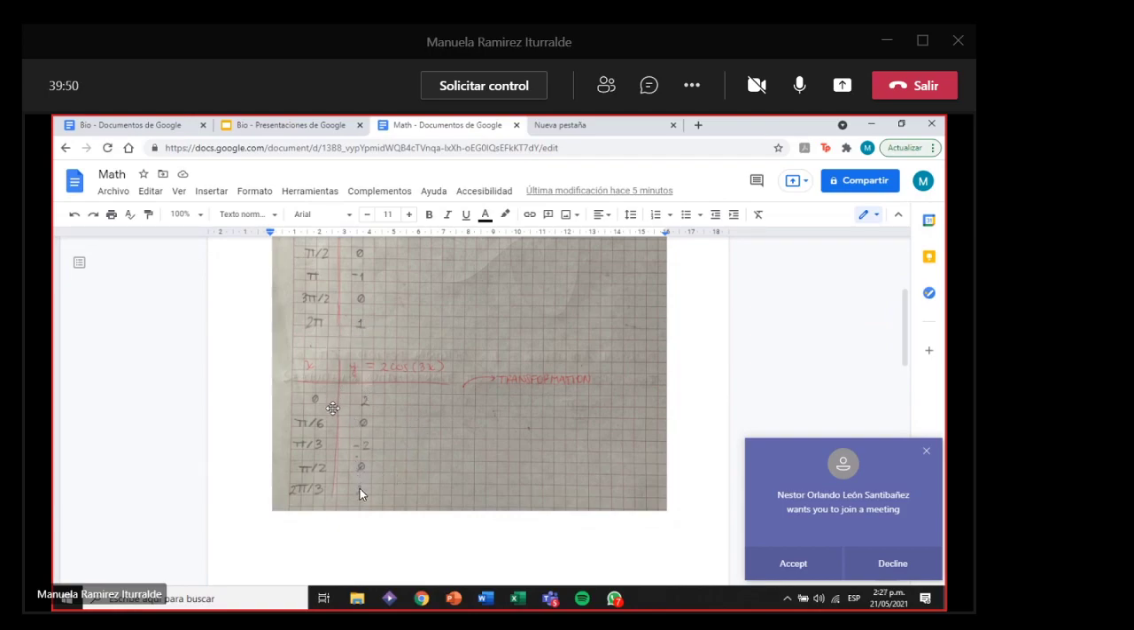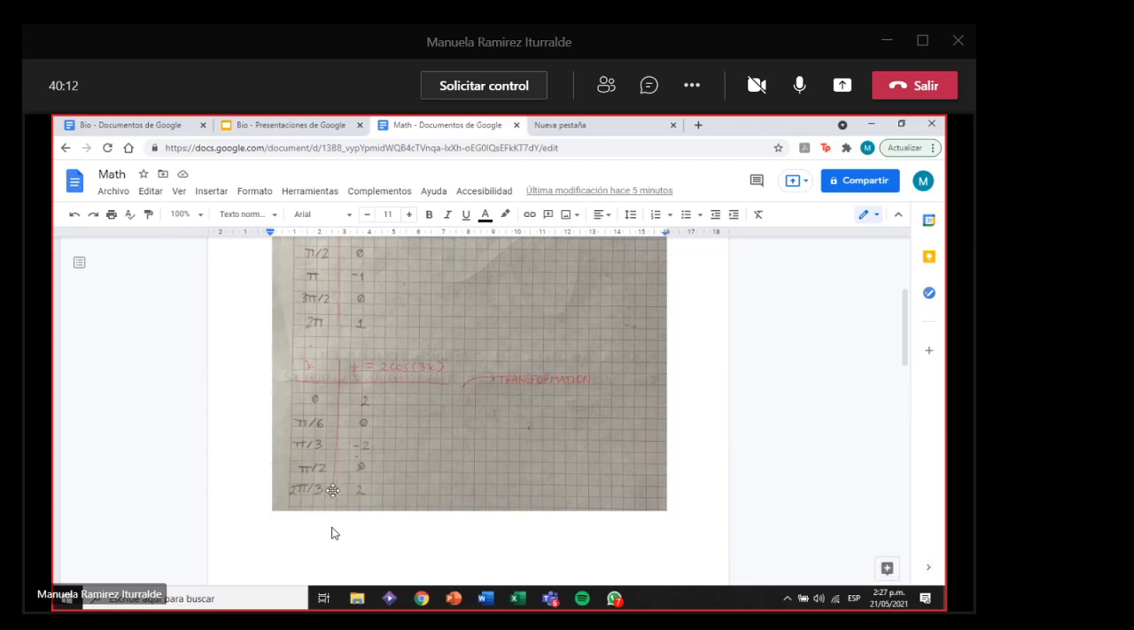In this case, it's the same thing, but with 3, and it's division. So pi divided by 2 divided by 3 is pi divided by 6. Pi divided by 3 is, well, pi divided by 3. 3 pi divided by 2 divided by 3 is pi divided by 2. And 2 pi divided by 3 is 2 pi divided by 3.